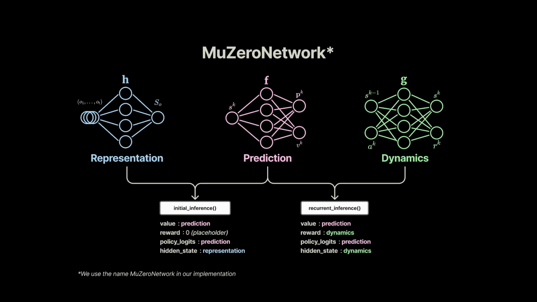So we have packed all this into what we call the MuZero network, which has 2 main methods, which are initial inference and recurrent inference. These are used to do the tree search. So let's see how it works.